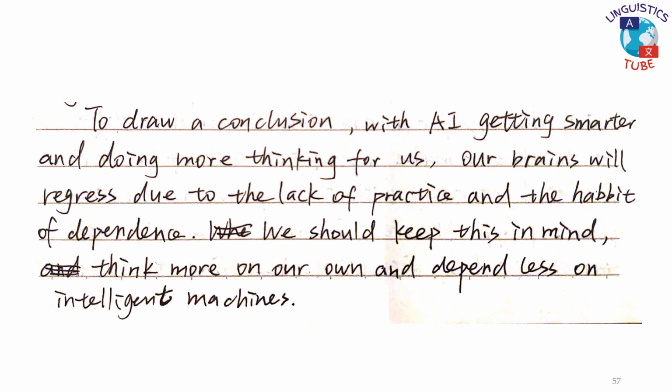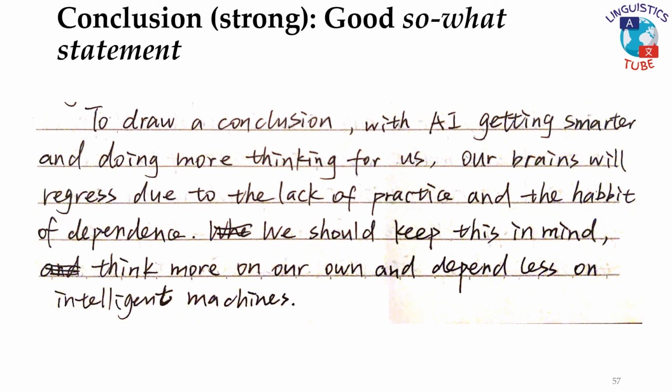To draw a conclusion, with AI getting smarter and doing more thinking for us, our brains will regress due to the lack of practice and the habit of dependence. We should keep this in mind, think more on our own, and depend less on intelligent machines. This so what statement is another recommendation, in which the writer gives specific advice on how to limit our use of intelligent machines.